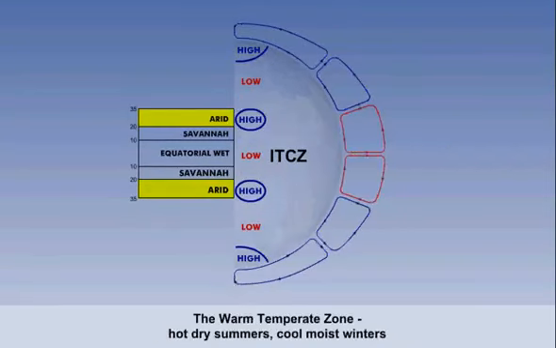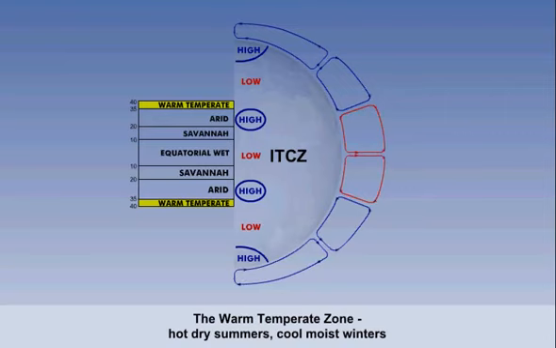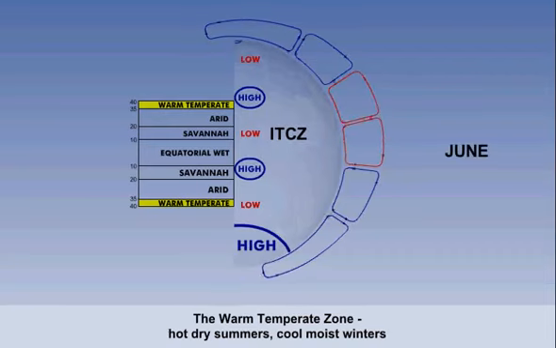The next zone is called the warm temperate zone, and is a thin band extending from approximately 35 degrees to 40 degrees latitude. Let's just examine the Northern Hemisphere one for now. Notice that in the summer months, in June and July, the subtropical high gives the zone hot, dry, cloudless skies.